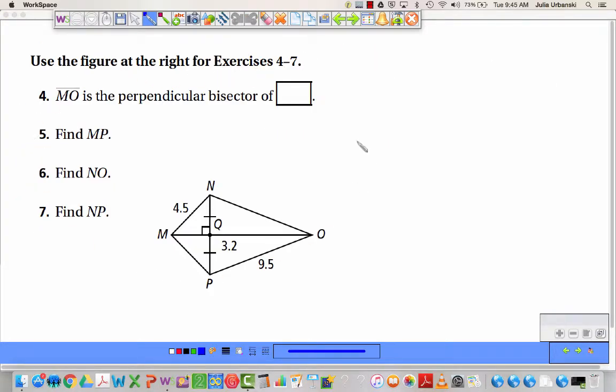Try these 4 problems on your own. Click pause first, try them on your own, and then come back and check your answers when you've tried them.